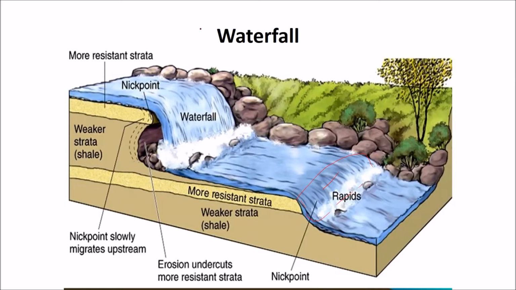So this figure also shows you how a waterfall is created. We have different layers of rock here. This is a strong rock and this is a weak rock, and normally the weaker rock will be eroded more, and then it changes the surface and finally creates the waterfall. Maybe later on the rapids here will become a waterfall after time.